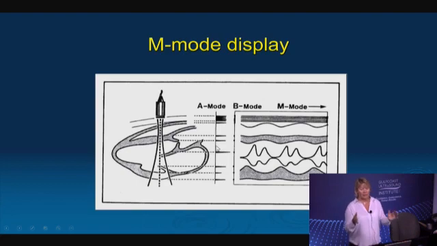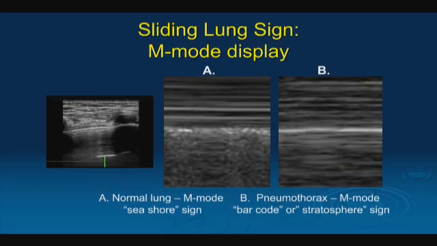So it's just like having a loaf of bread. You're taking one little thin slice out and looking at it, and that's it. Whereas in 2 dimensions, you're seeing more structures at one time, and we use multiple views to be able to evaluate the entire structure. Now, as I mentioned, M mode was primarily developed to use in cardiac applications.